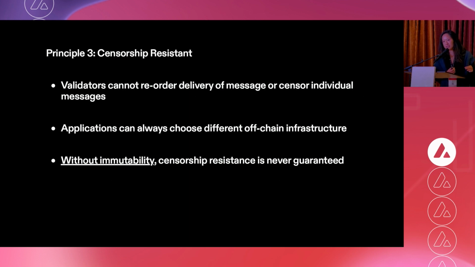Every other bridge and messaging protocol right now is not censorship resistant. And so in addition to this, applications can always choose different off-chain infrastructure, as I said. And once again, without immutability, censorship resistance is not guaranteed.